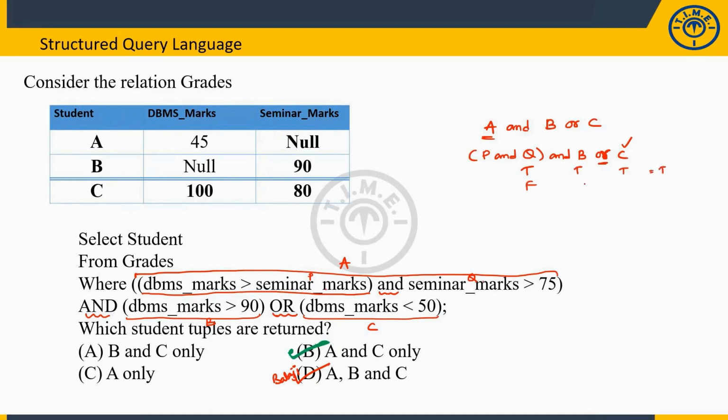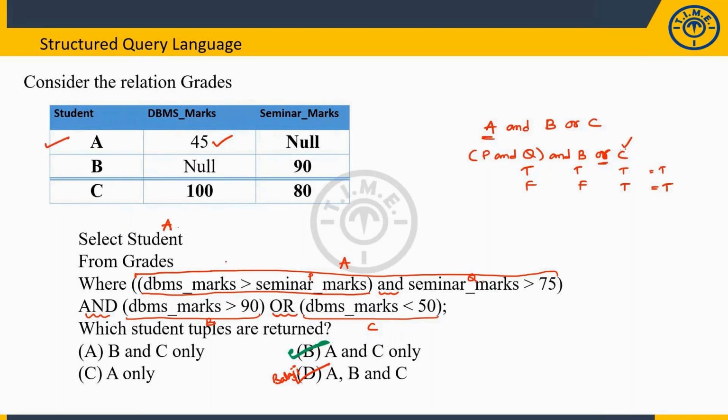If both the conditions are false, but C is true, then also true, right? I hope you know this logic. So if the third condition, the C condition, is true, then the tuple is to be selected. Now, what is the third condition? DBMS marks less than 50. That is true for this tuple, so this tuple is in the output. So student A is in the output.